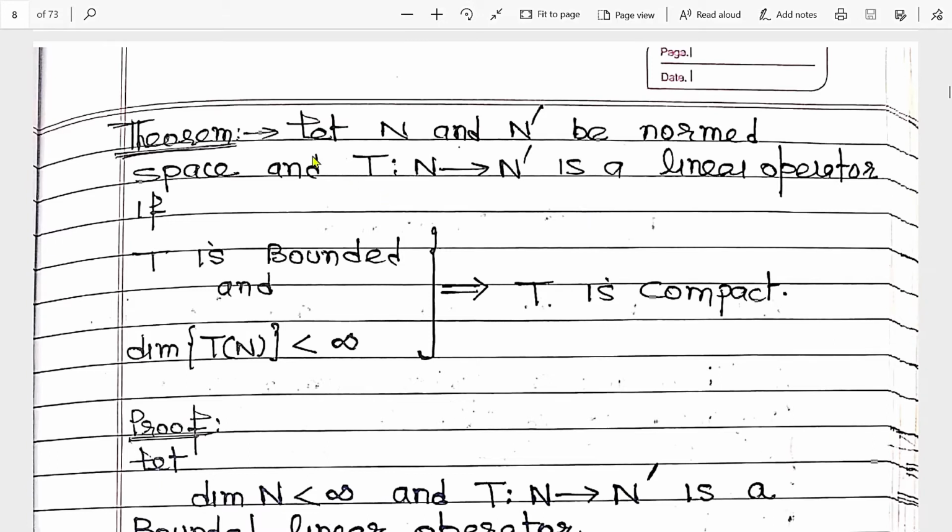Now the next theorem: let N and N' be normed spaces and T from N to N' a linear operator. If T is bounded and the dimension of the image of N is finite, that is less than infinity, then T is a compact linear operator. So two conditions are given: one, T is a bounded operator, and second, the dimension of T(N) is less than infinity.